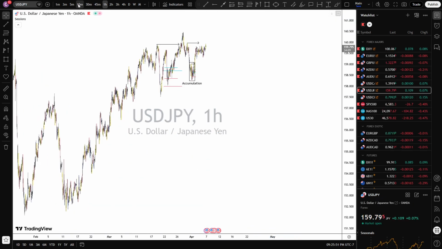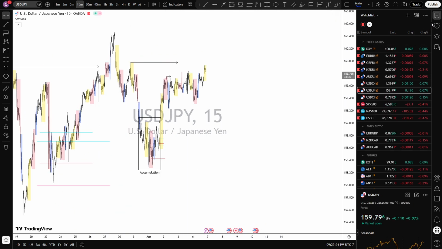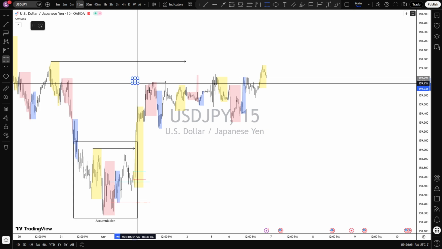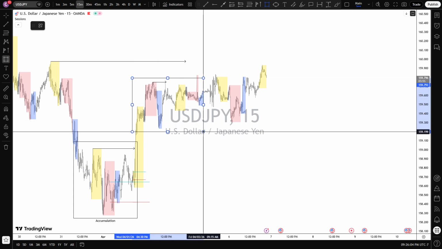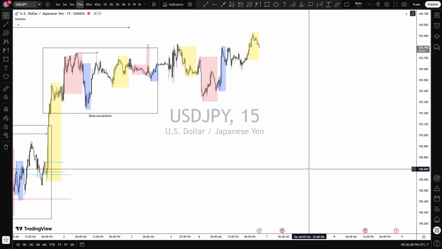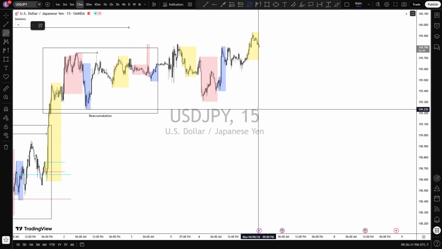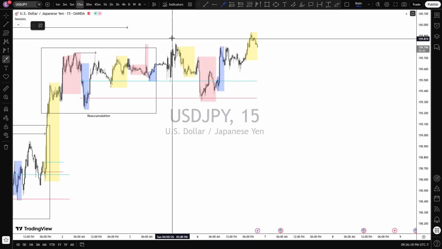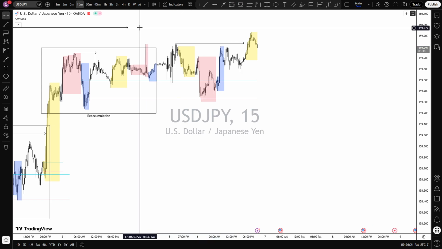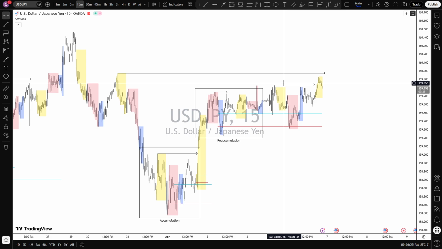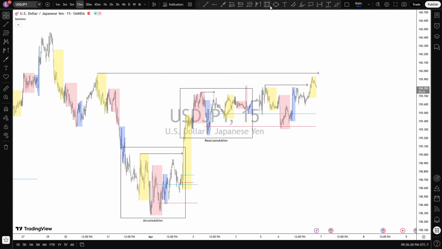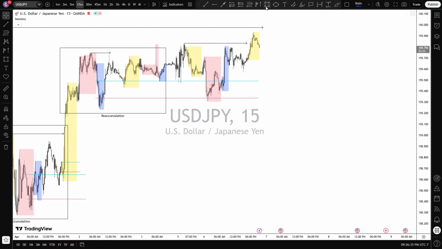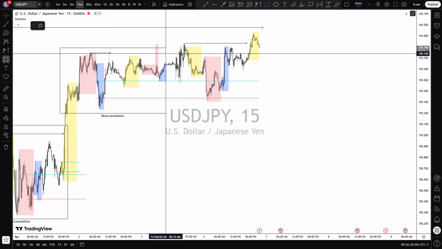JPY though. So it did accumulate in this leg, and then we did have this reaccumulation. Reaccumulated, swept out Asian into this area, and then made a new high. Okay, so this is looking pretty clean. I would have wanted to break this redistribution, but it did reaccumulate. So this is a distribution.